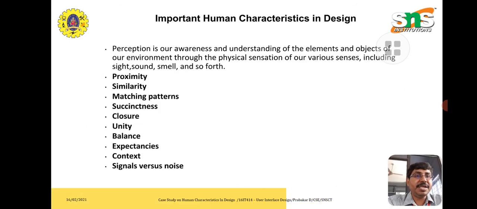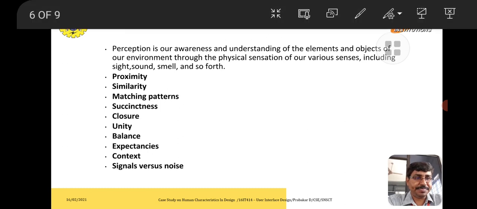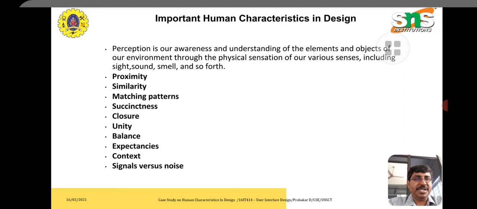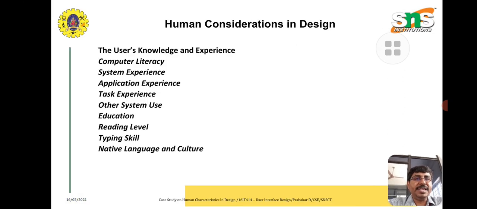And what are the important characteristics of humans? Here are proximity, similarity, matching pattern, successiveness, closure, unity, balance, expectancies, context, and signal versus noise. These are some of the noises, problems arising in human interactions. While discussing human considerations, we should know what things to consider while designing our system. These things are very important.